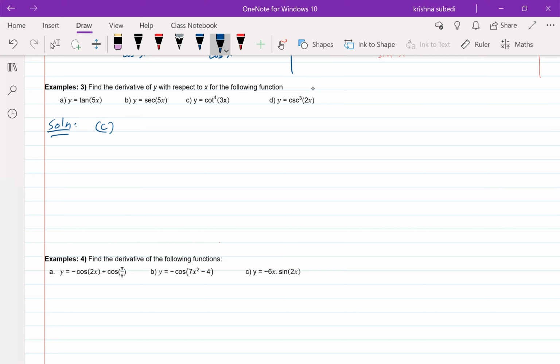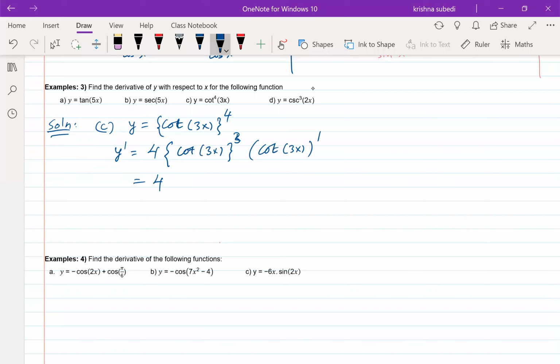So in part C, y equals cot 3x to the power 4. Again, using the chain rule twice, very similar to what we did in example 1. So your derivative y prime will be, use the chain rule. First differentiate the mother function, leave the baby inside. So leave the baby as it is, which means 4 cot 3x raised to power 3. And then you need to find the derivative of cot 3x.